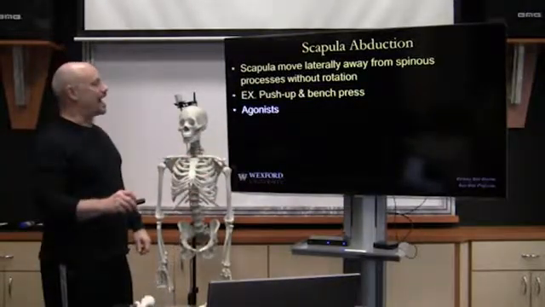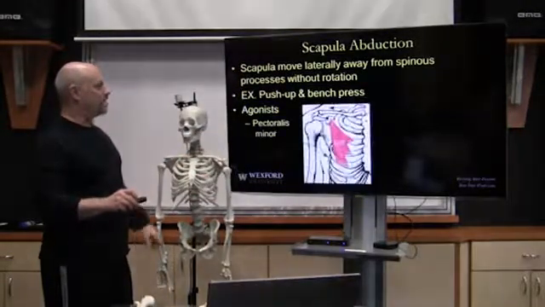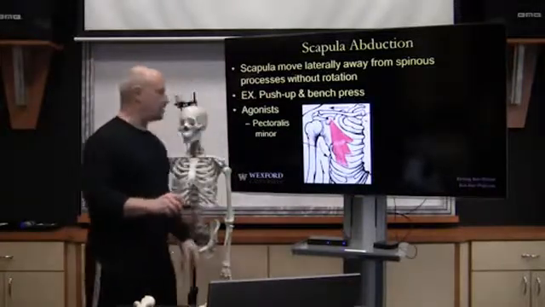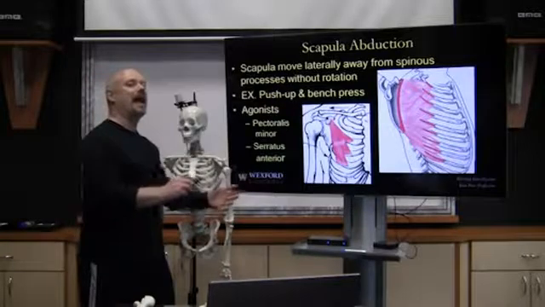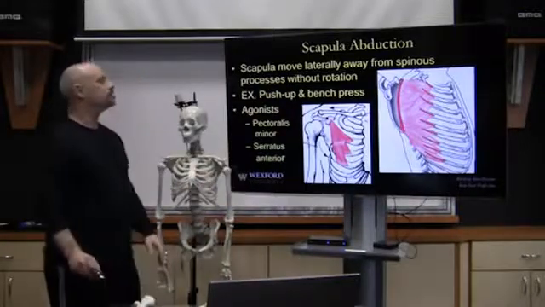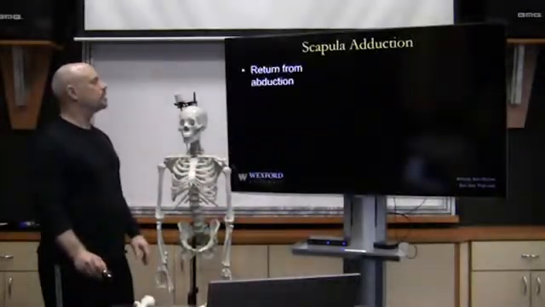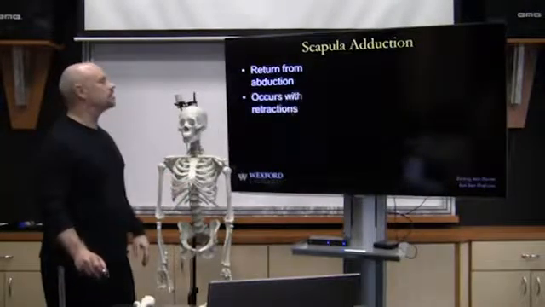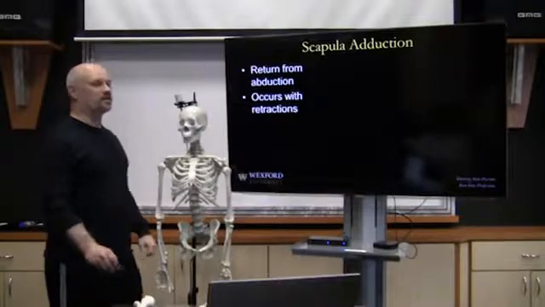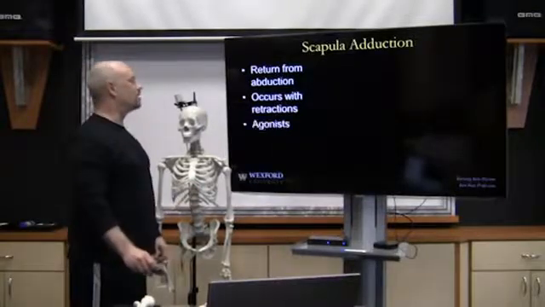Now, those are considered agonists as well. The agonists here are the pectoralis minor and the serratus anterior, because it causes abduction. Adduction is a return from abduction, of course, and occurs with retraction, or pulling the shoulder blades together.